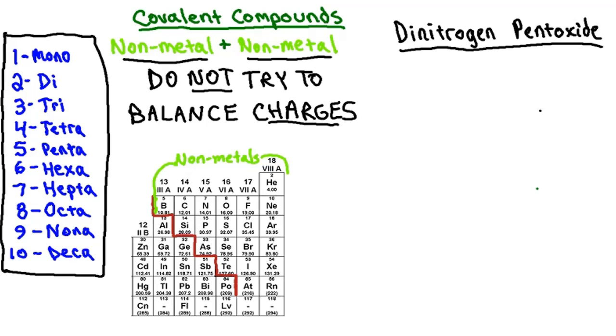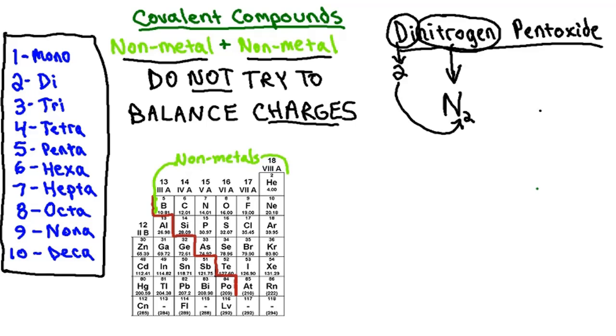So let's do one more and write the formula for dinitrogen pentoxide. First of all, we're going to recognize that the root in dinitrogen is just plain old nitrogen. Nitrogen is going to be abbreviated as N on the periodic table. And di is the prefix for the number 2. So that means there are 2 nitrogens in this formula. So we're going to put this 2 right there at the end of nitrogen.